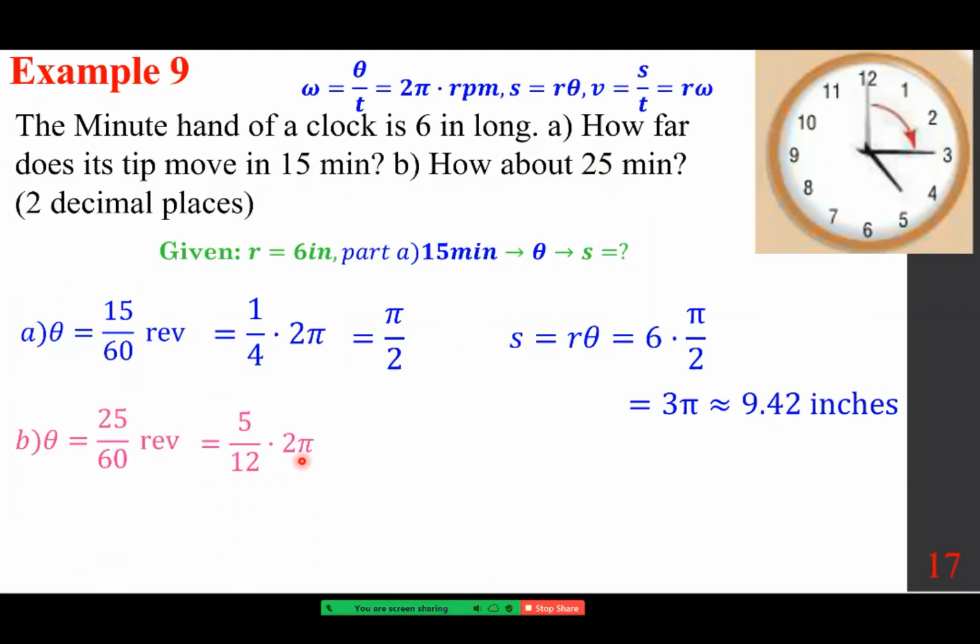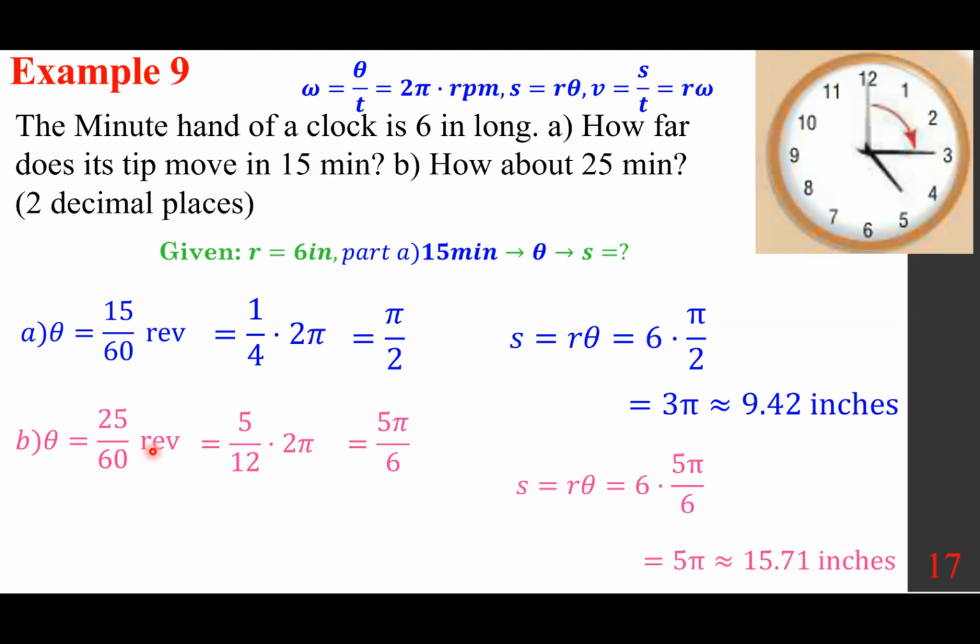So which is 5 over 12 times 2 pi revolution. And that's the angle. We're going to multiply this by R to find S. 5 pi is the precise answer. 15.71 is a rough estimate, and the units are the units of the radius.